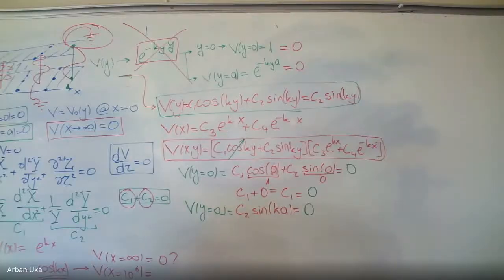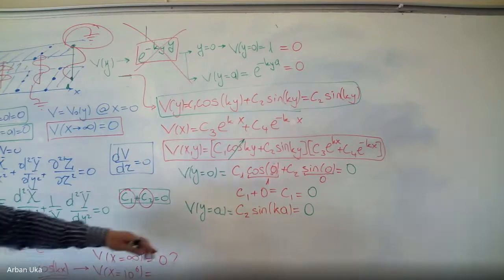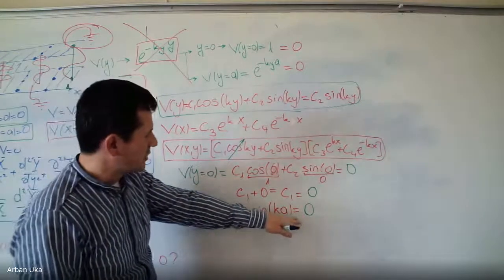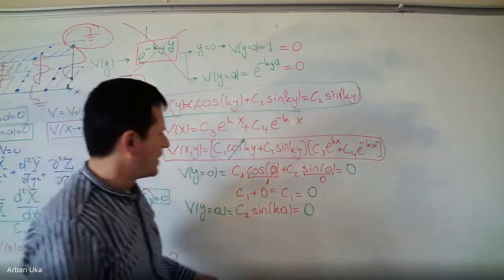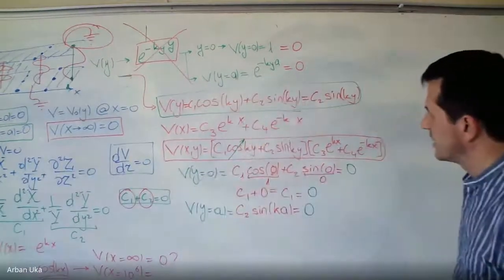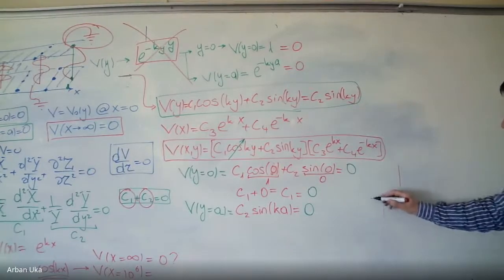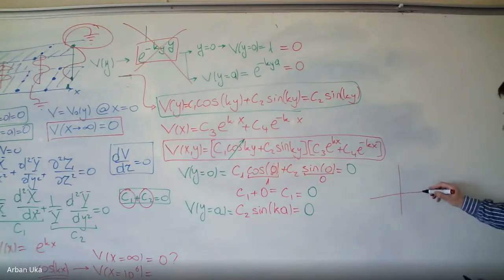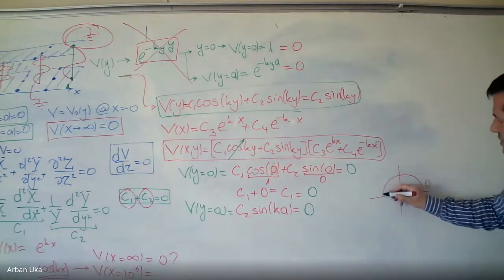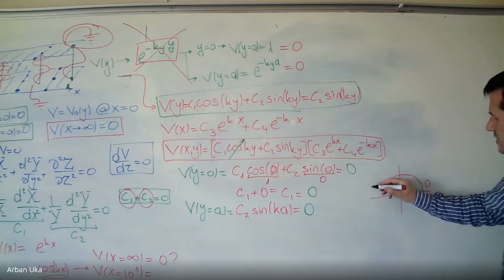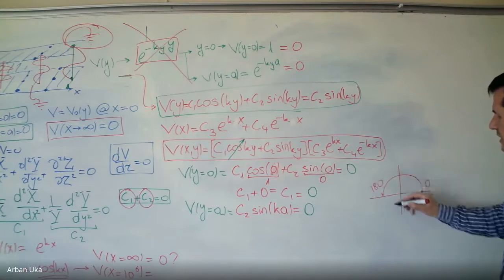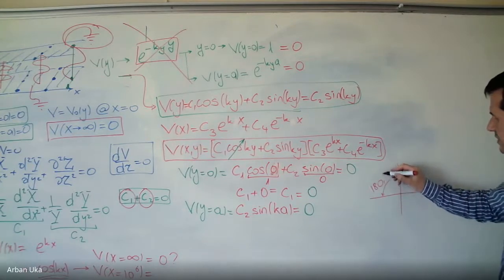Would you agree that this is 0? So the top plate, this is equal to 0, but this is sine. When is sine equal to 0? Let's have a look at the sine function, how it looks. Sine is 0 at angle 0. It's also 0 when the angle is 180, or let's write it as pi.